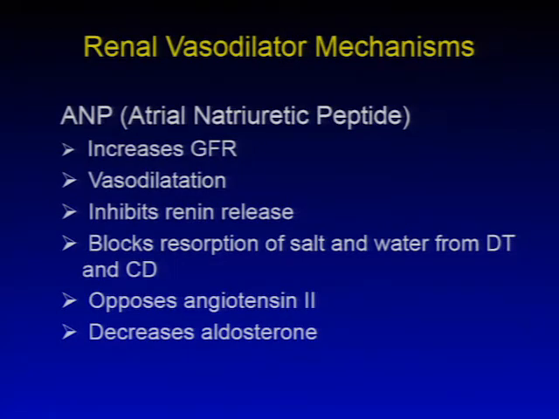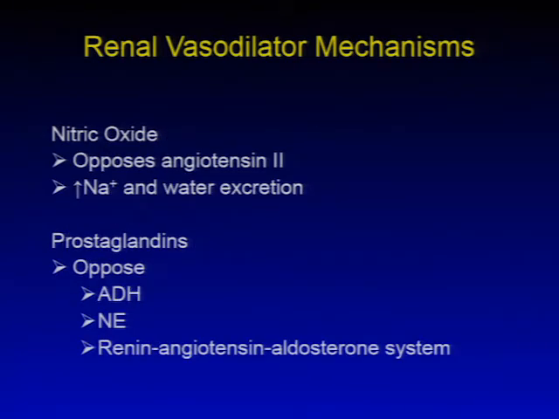Opposing the renal vasoconstrictor mechanisms are the renal vasodilator mechanisms, which are as follows. Atrial natriuretic peptide causes an increase in GFR, vasodilation, inhibits renin release, blocks the reabsorption of salt and water from the distal tubule and the collecting ducts, opposes angiotensin II, and decreases aldosterone. Nitric oxide opposes angiotensin II and causes an increase in sodium and water excretion. Prostaglandins oppose ADH, norepinephrine, and the renin, angiotensin, and aldosterone system.